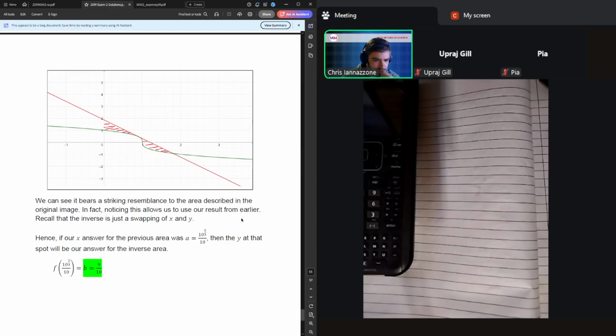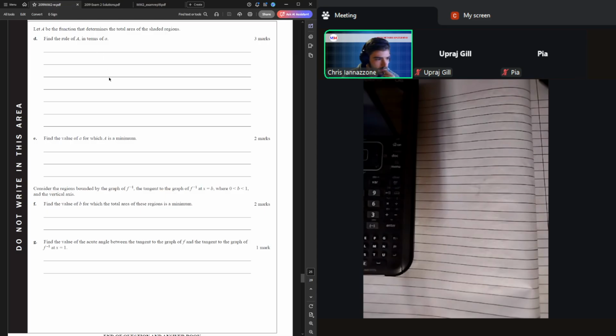Anything there left to clarify? You've got two main ways of going about that. If not, feel free to move on to F. Oh, sorry, that was F. G.